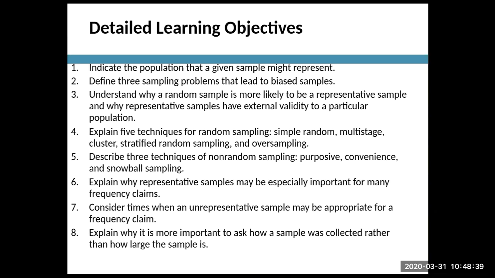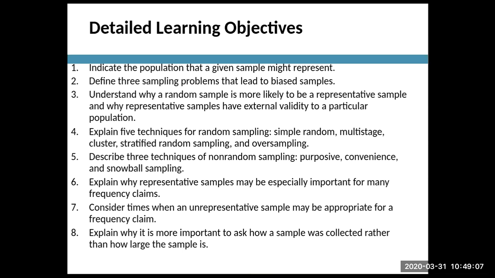I'm going to explain why representative samples may be especially important for frequency claims. If you think back all the way to chapter 3, we talked about how, for frequency claims with one measured variable, the utmost importance is to be able to generalize to the population as a whole. So external validity is actually the priority of a frequency claim. That's why it may be especially important.